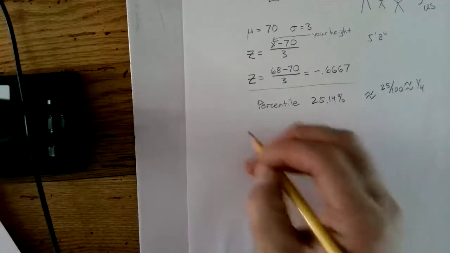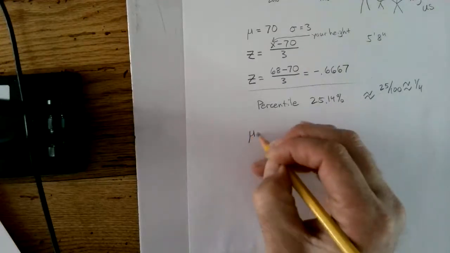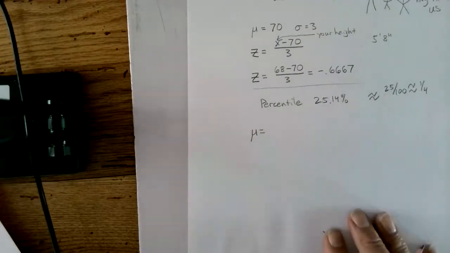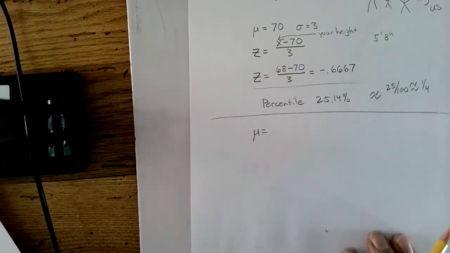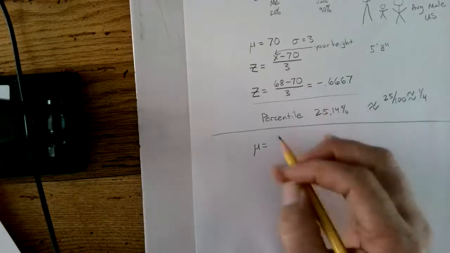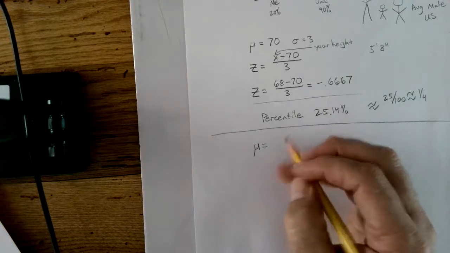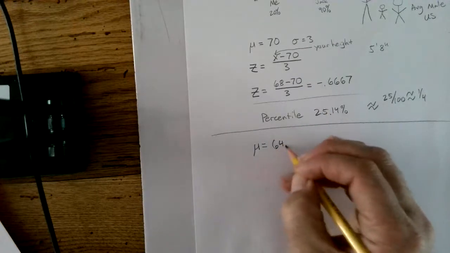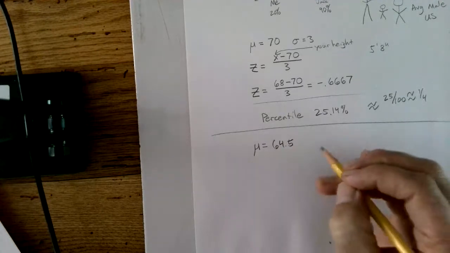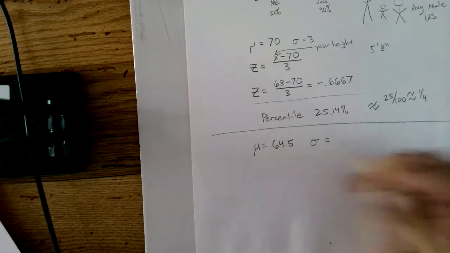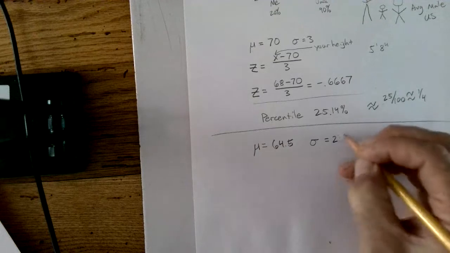We'll do one more example. What you're going to do is you're going to write down the mean. This one will be for girls, okay? We're going to do this one for girls. So the mean for girls is 64.5. And the standard deviation for girls is 2.5.